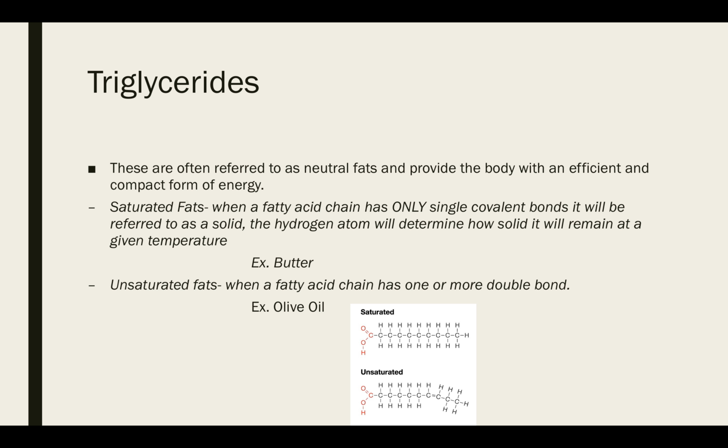A good example is butter. You can put butter out and leave it, and it still remains a solid. Unsaturated fats are a fatty acid chain that has one or more double bonds. An example is olive oil. I put a picture down below with a fatty acid chain for saturated and unsaturated fats. You can see the saturated is a straight line, and the unsaturated is a straight line until it has that double bond that bends it. That's the difference.